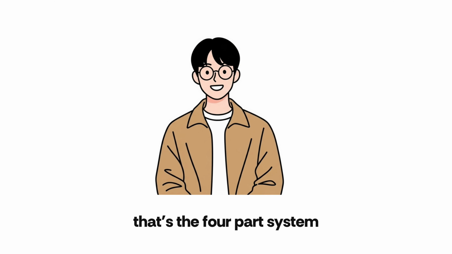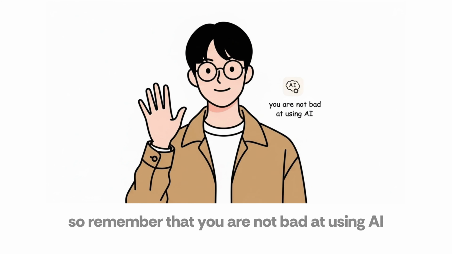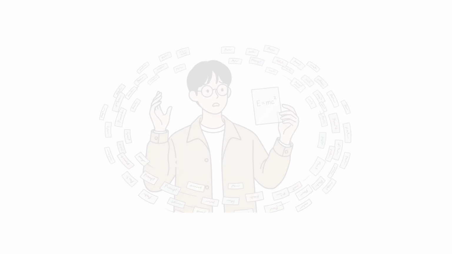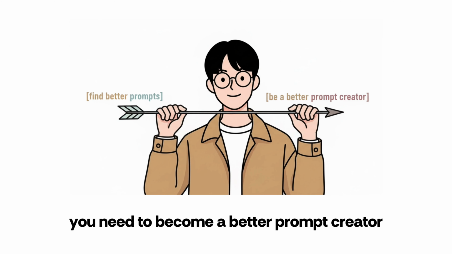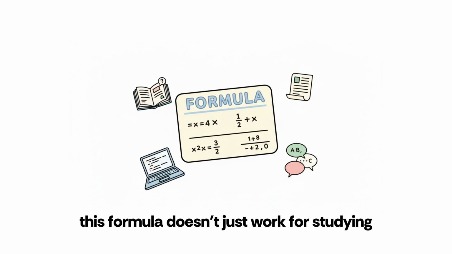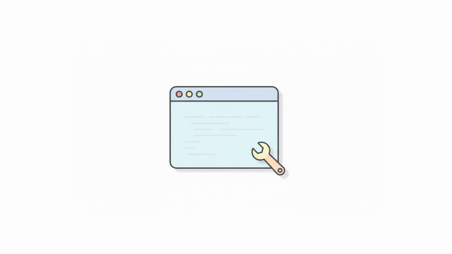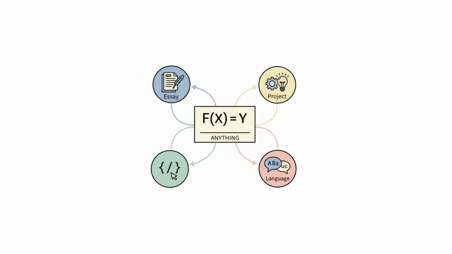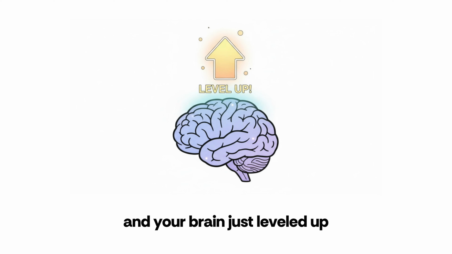That's it. That's the 4-part system. Role, task, instruction, output. Simple, right? So remember that you are not bad at using AI, you just didn't have the system. Most students think they need to find better prompts, but that's backwards. You need to become a better prompt creator. And now you are. This formula doesn't just work for studying, it works for writing essays, planning projects, debugging code, learning languages, anything. You're not prompt dependent anymore, you're prompt equipped. And your brain just leveled up.